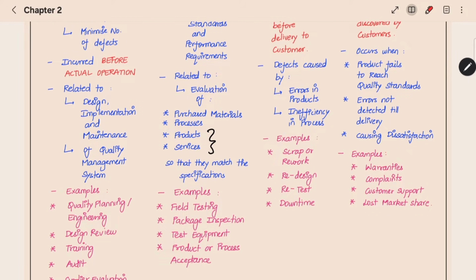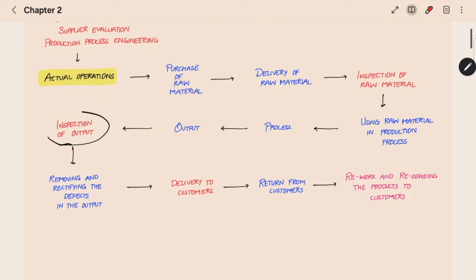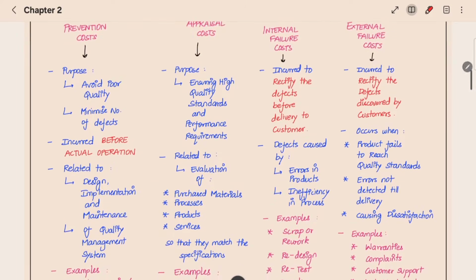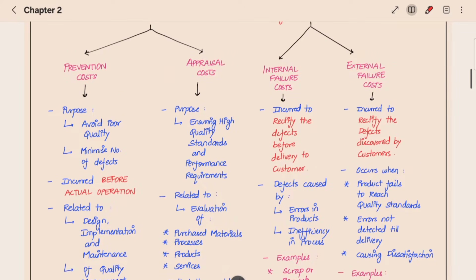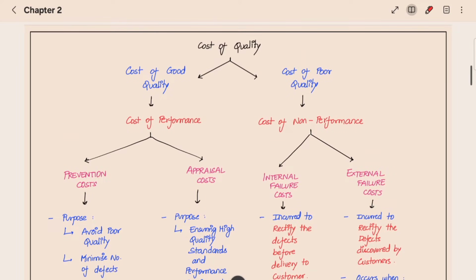You are producing products and services, as we saw in the above chart, right? The output, inspection of raw material, all of these come under appraisal cost. These are all incurred during the actual operations. Prevention cost is incurred before the actual operations, and appraisal cost is incurred during the actual operations. These are the two types of good quality cost. One is to avoid mistakes. The other is to check whether mistakes are happening. Testing is the second thing.